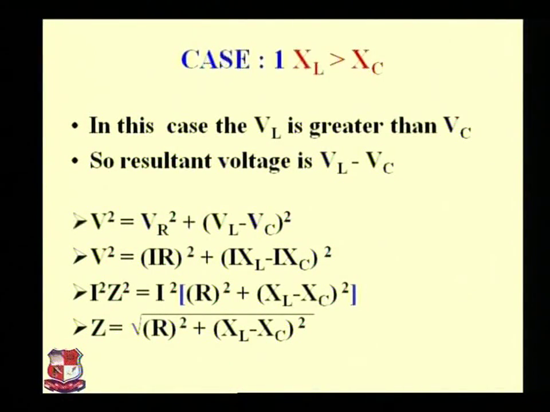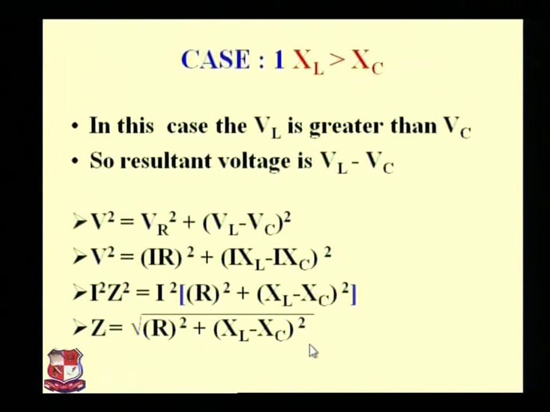In the last question we stopped with the series impedance. In a series RLC circuit, impedance is given by three cases. We have already discussed case number 1, when XL is greater than XC, meaning when inductive reactance is greater than capacitive reactance. At that time the VL voltage is greater than VC, meaning the inductive voltage is greater than VC. At that time impedance is given by the square root of R square plus (XL minus XC) square.